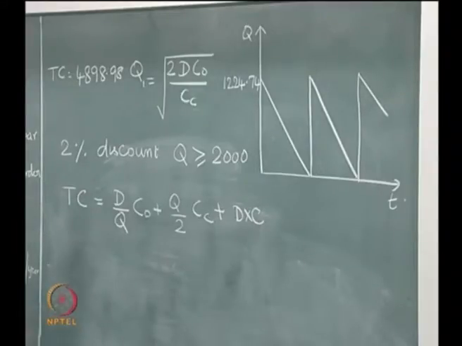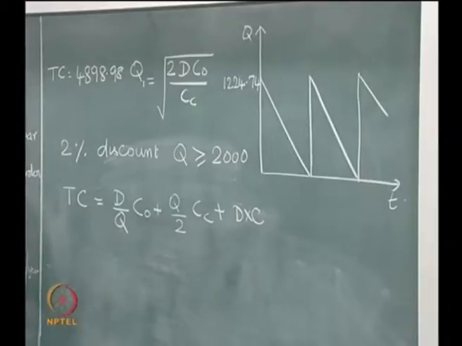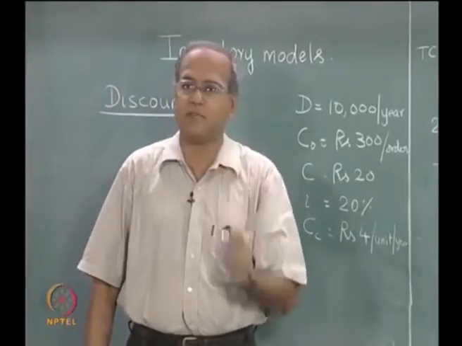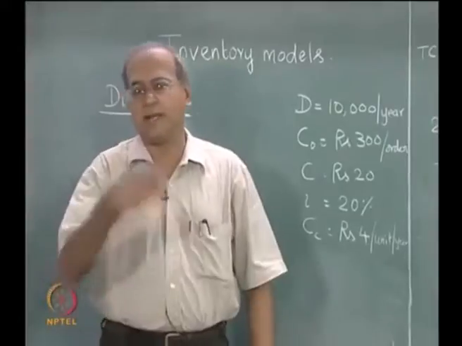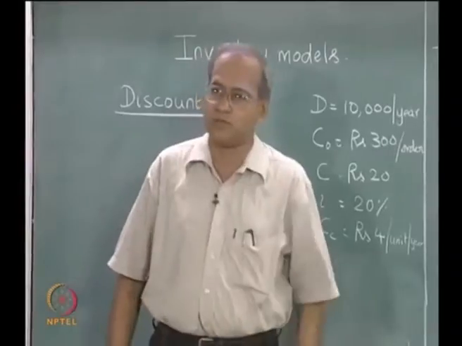Since the variable was how much to order and the variable did not figure in this D into C, in our derivation we left it out because D into C is a constant, and then we derived this expression. But now, if we want to consider this discount offer for a quantity of 2000 or more, let us consider that we are looking at whether to accept the discount at 2000. We will then address the situation whether we will accept the discount at a quantity greater than 2000.